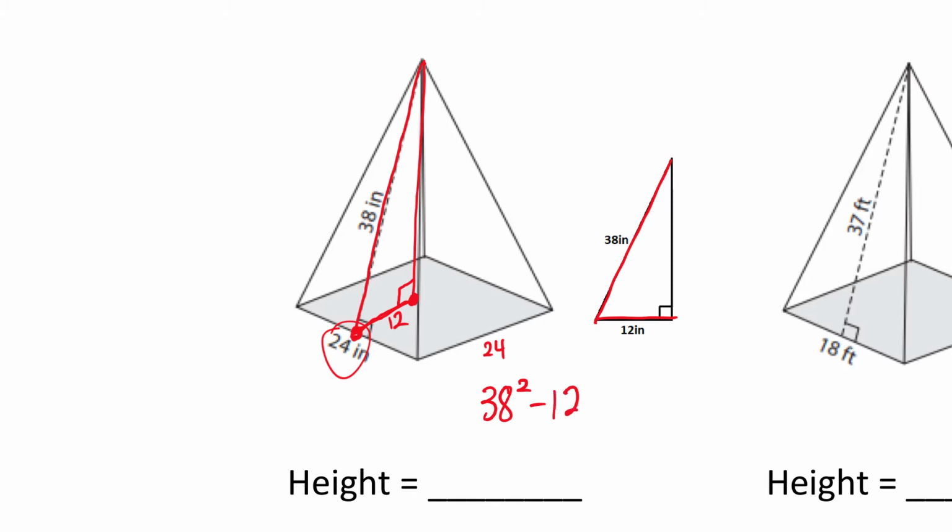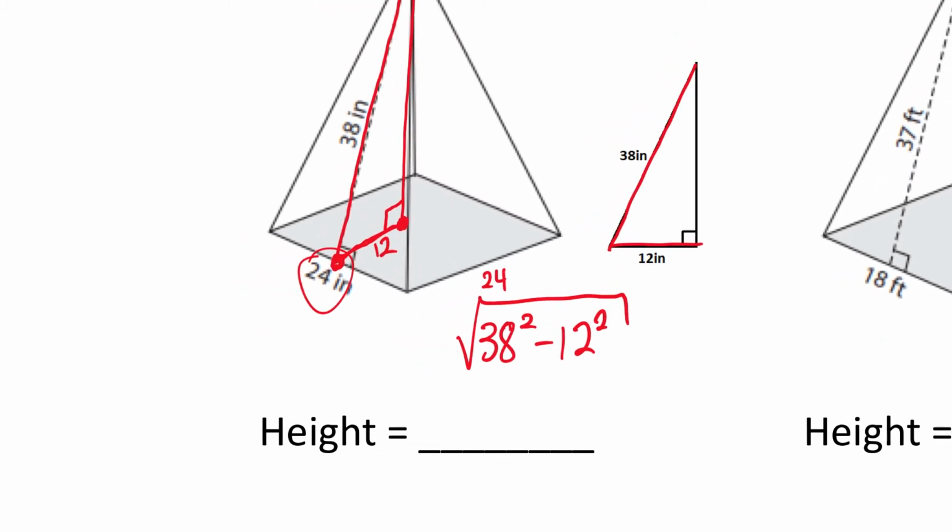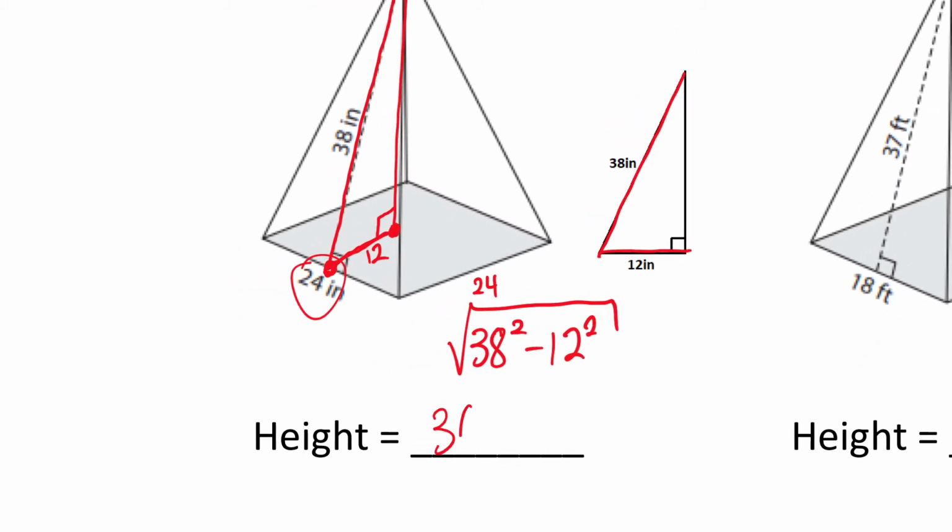Yep. Since you know the hypotenuse, and you're looking for one of the shorter sides, you're subtracting here. If you're looking for the hypotenuse, the longest side, that's when you add. Anyway, so 38 squared minus 12 squared square rooted is what? 36.06.